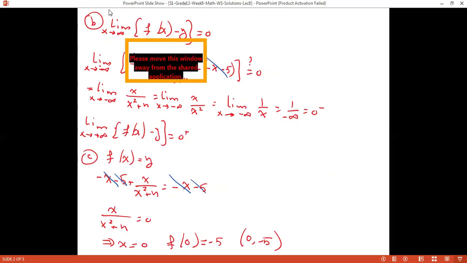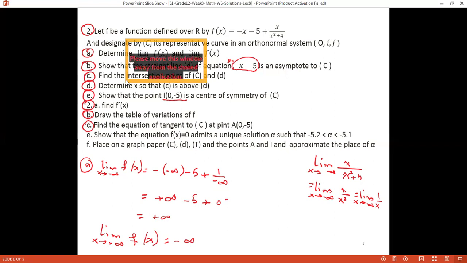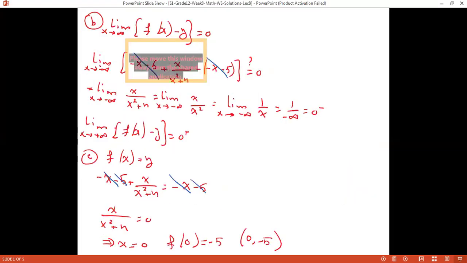Now, we need to find what? I'm going to go back to the question. We're going to find the intersection point of the curve with this oblique asymptote. In order to find the point of intersection of any two lines, or between a curve and a line, we need to do y equals y. So we do f of x equals y, which is x over x squared plus 4. We put it equal to 0, and then we get x equal to 0.